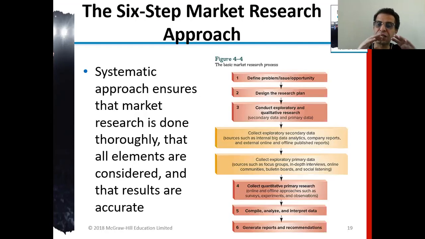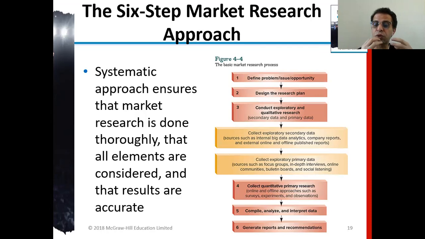So there are 6 steps, which we will be talking about when you do marketing research. The first one, we need to define the problem, the issues, the opportunities. What's the opportunity we're looking for? What's the problem we're looking for a solution for? Then according to that, we design the research plan. What kind of research plan are we going to do?